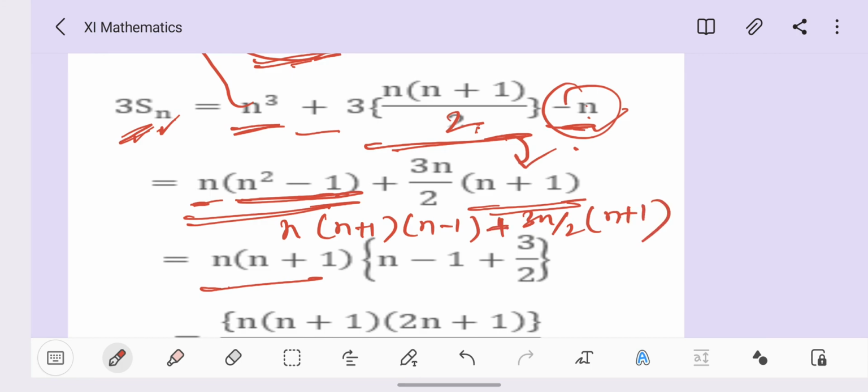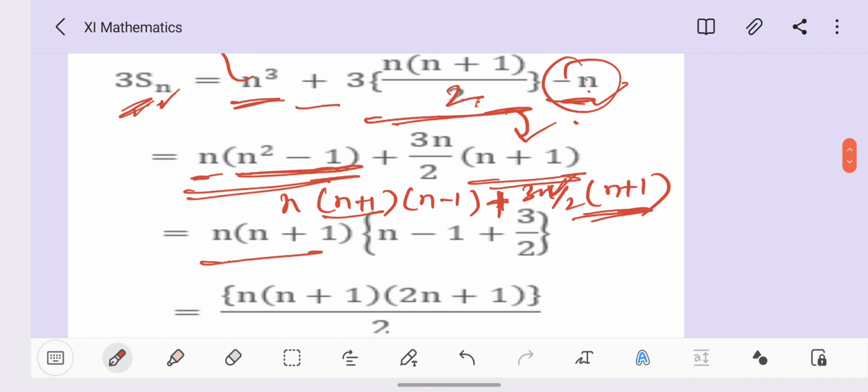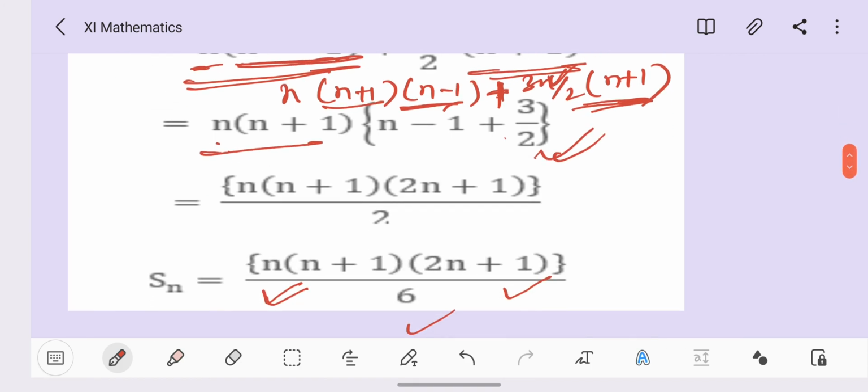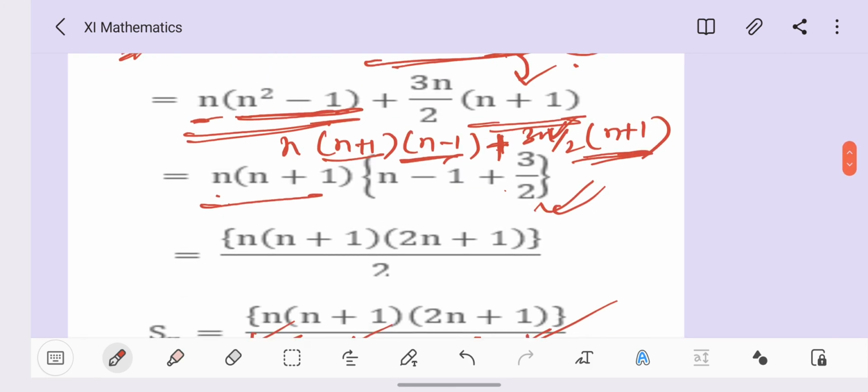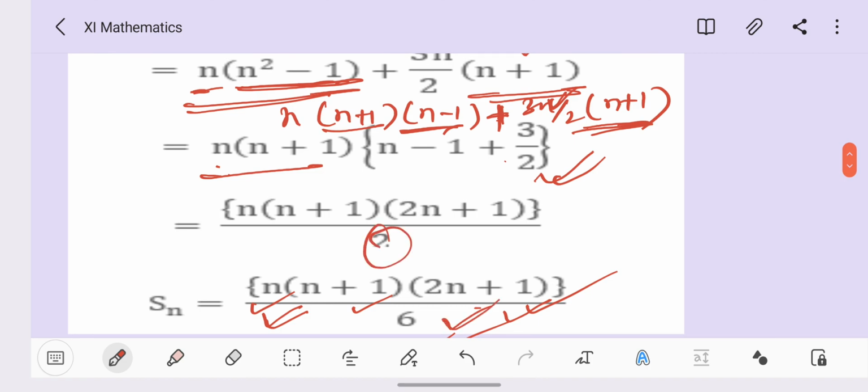So to the left of the plus sign and to the right of the plus sign we have n plus 1, so we take n into n plus 1 common, because n is here also. So n into n plus 1 common, you will get n minus 1 from here, plus 3 by 2. After solving this, you get the value as n into n plus 1 into 2n plus 1 by 6, because this 3 will go to the denominator, multiplying with 2 gives you 6.